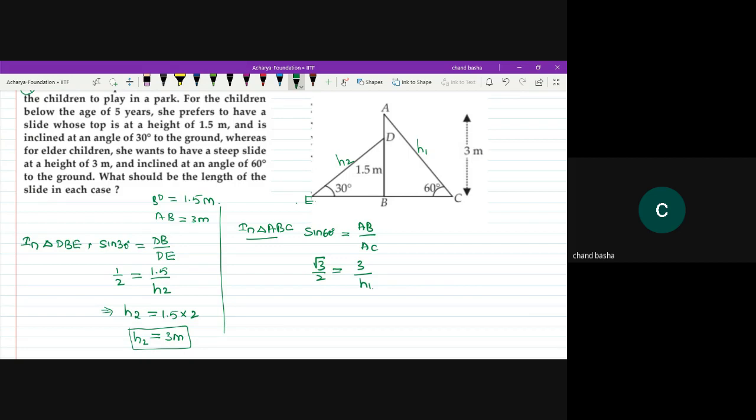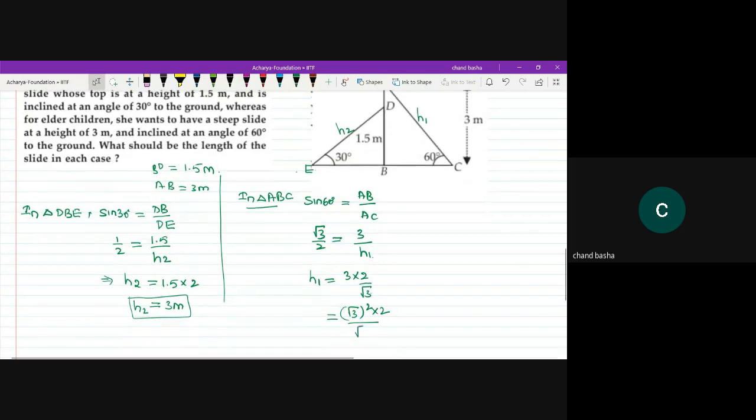It is H1. Now we can apply cross multiplication. H1 is equal to 3 into 2 divided by root 3. As you know, this 3 I can write as root 3 into root 3. We can write root 3 whole square into 2 divided by root 3. One root 3 will get cancelled. Your answer is 2 root 3. That is H1. So above 5 years, 2 root 3. Below 5 years, it is 3 meters, which is the required answer.